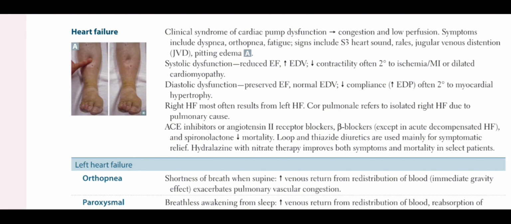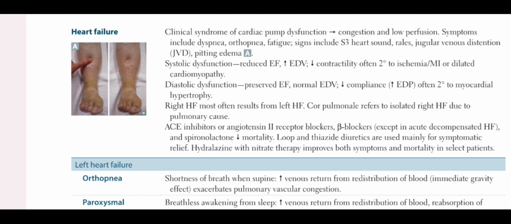The right heart failure is most often caused by left heart failure. Right heart failure is also known as cor pulmonale when it is isolated and may be due to a pulmonary cause such as COPD. The ACE inhibitors or angiotensin receptor blockers, beta blockers, and spironolactone decrease the mortality. So these are life-saving drugs. The ACE inhibitors, the ARBs, the beta blockers, and the spironolactone. These are known as life-saving drugs in heart failure.